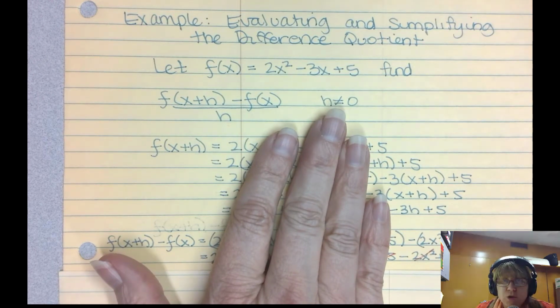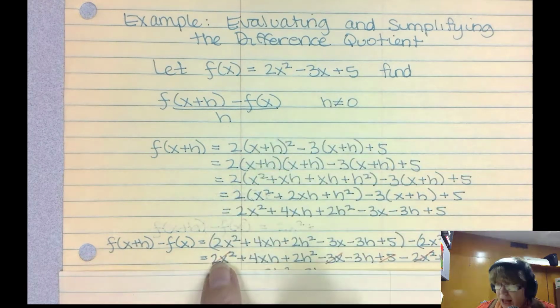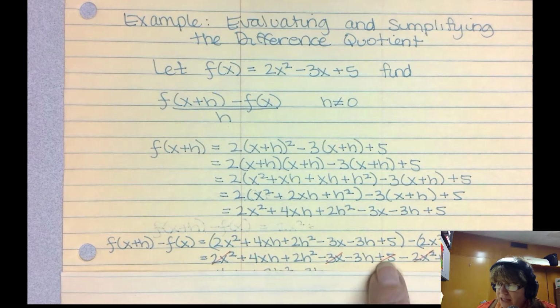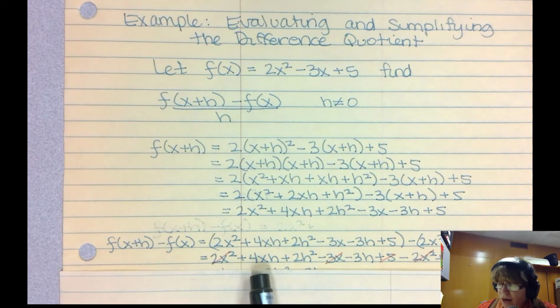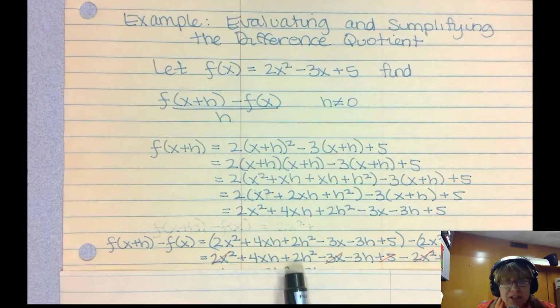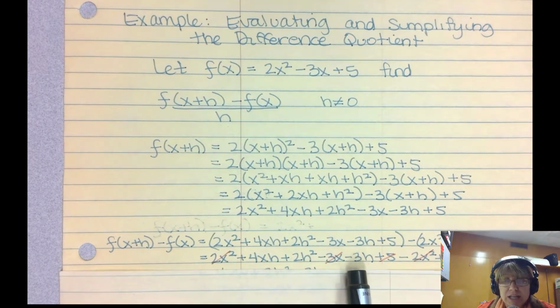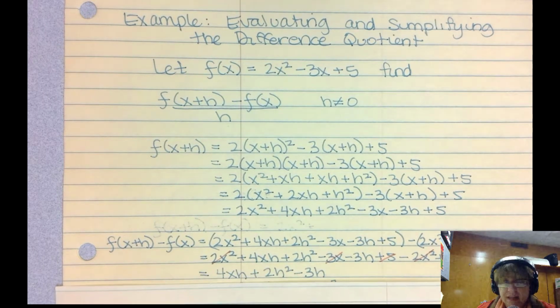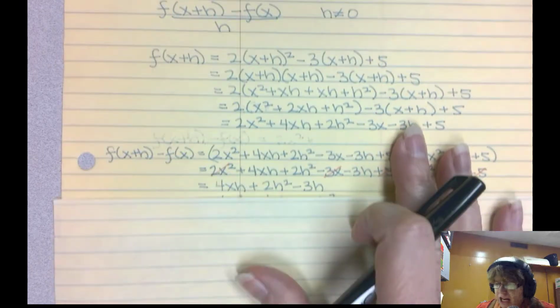Now I'm looking to get rid of stuff. I have a 2x squared here minus 2x squared; they go away. -3x and a positive 3x, that goes away. Plus 5 but minus 5, that goes away. The only thing I have left is 4xh plus 2h squared plus or minus 3h. All right, there is my numerator.